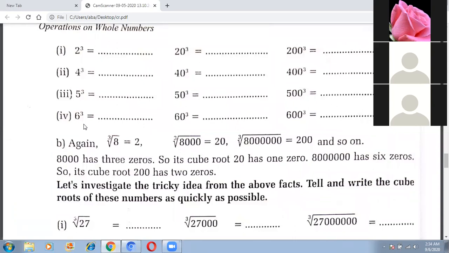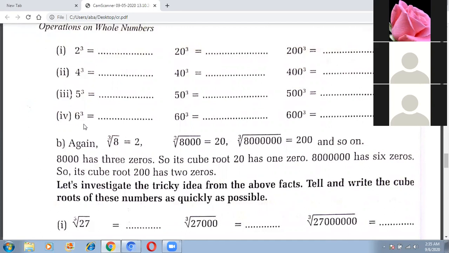Cube of 6 is 216. Now you can write how many zeros? After 6, 3 zeros. Yes, 216,000. Cube of 60 is 216,000.